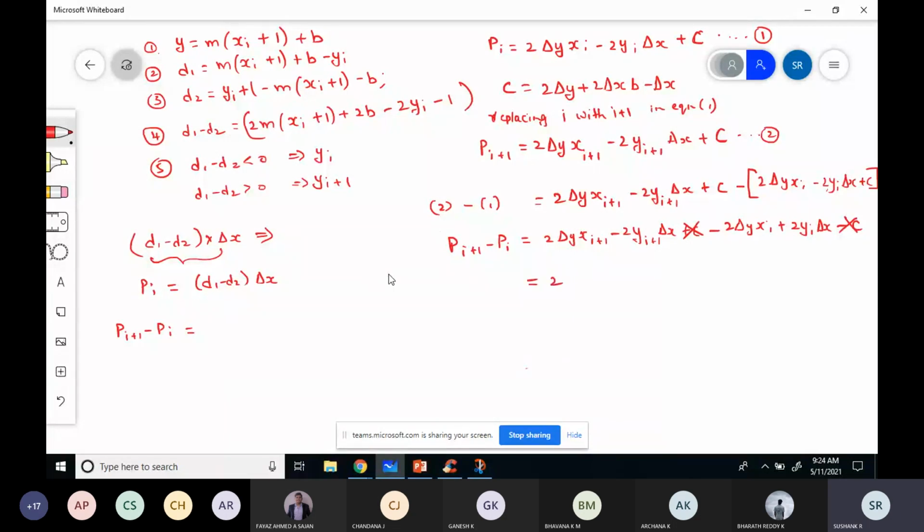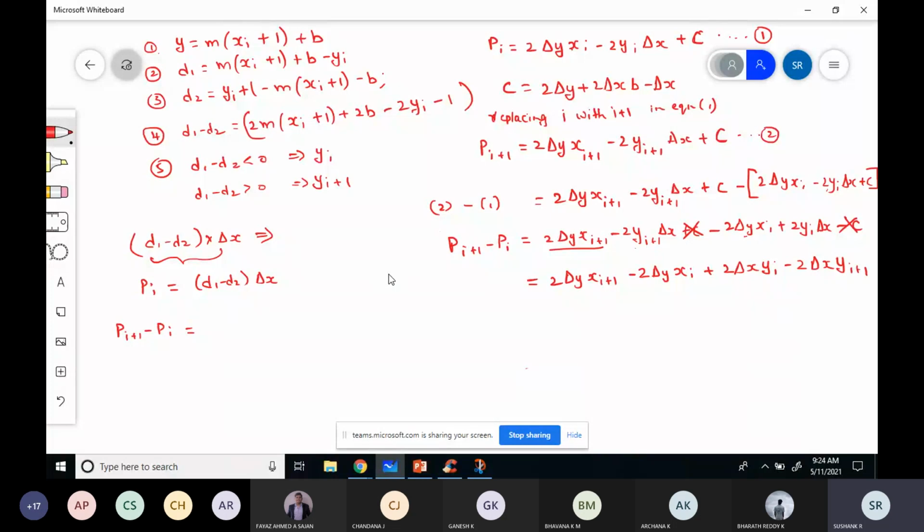I'll just rearrange this. So 2 delta y x of I plus 1, then minus 2 delta y xi, minus 2 y of I plus 1 delta x. First I'll write the positive term. First thing is I'm rearranging the terms. This term I've written here. This term I'm writing in the second place, 2 delta y xi. After this I'll write the positive term 2 delta x yi, and this term I'll write here also, minus 2 delta x y of I plus 1.